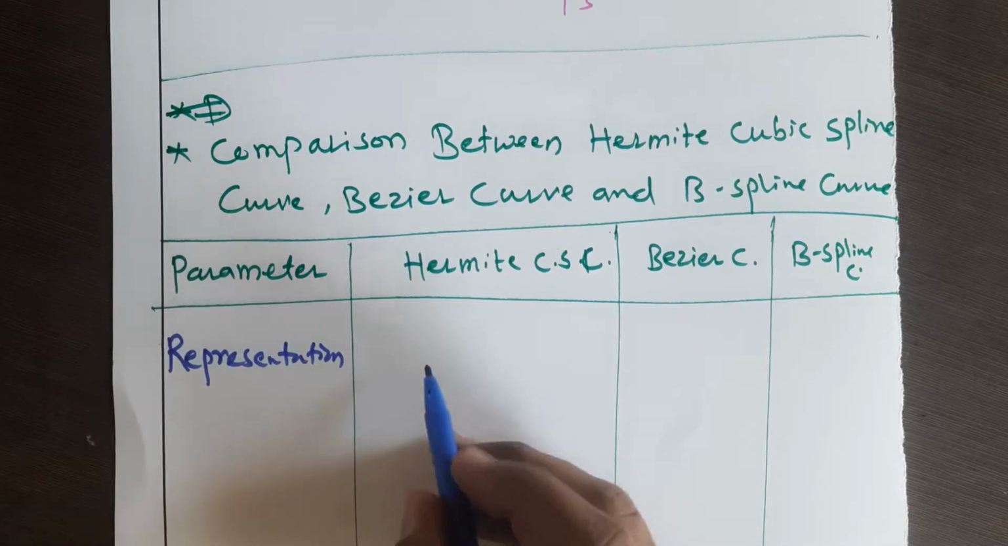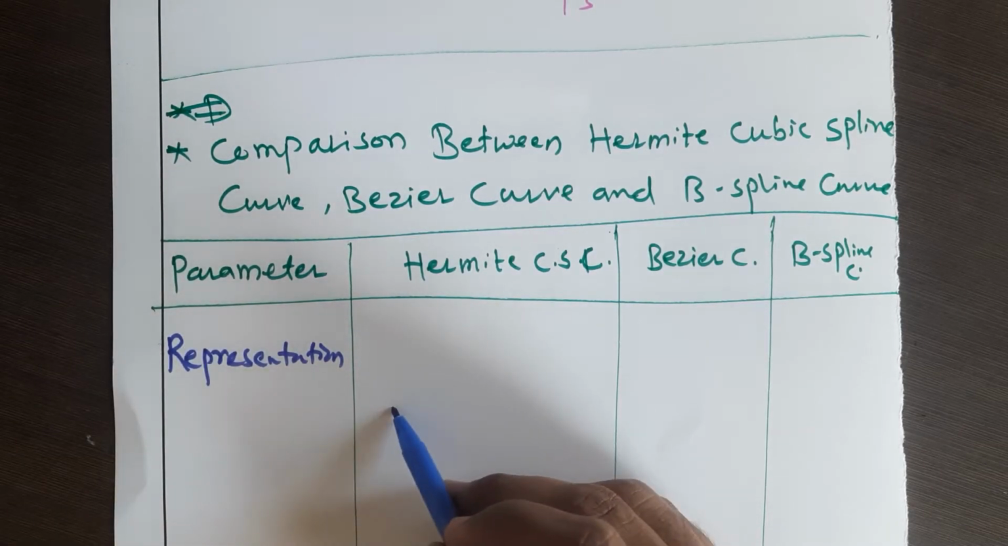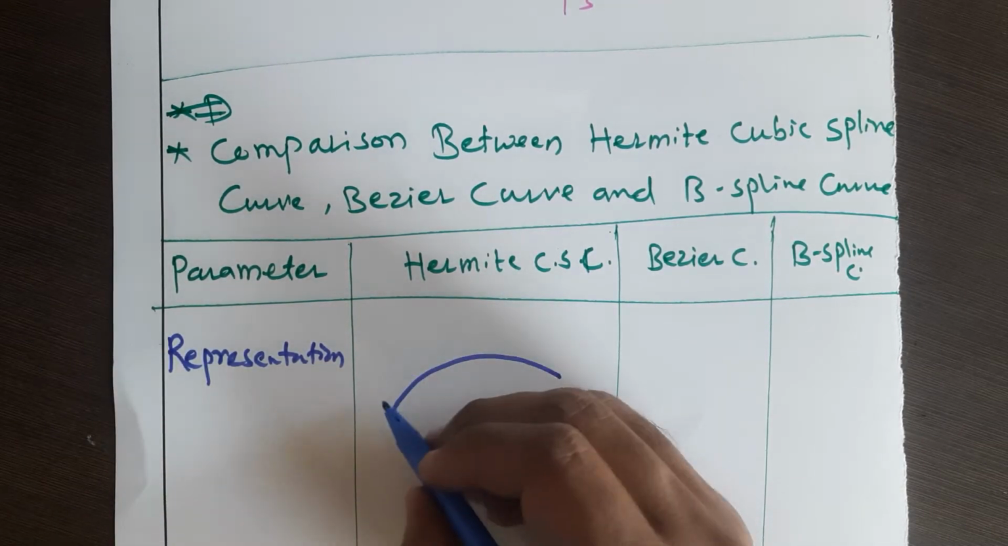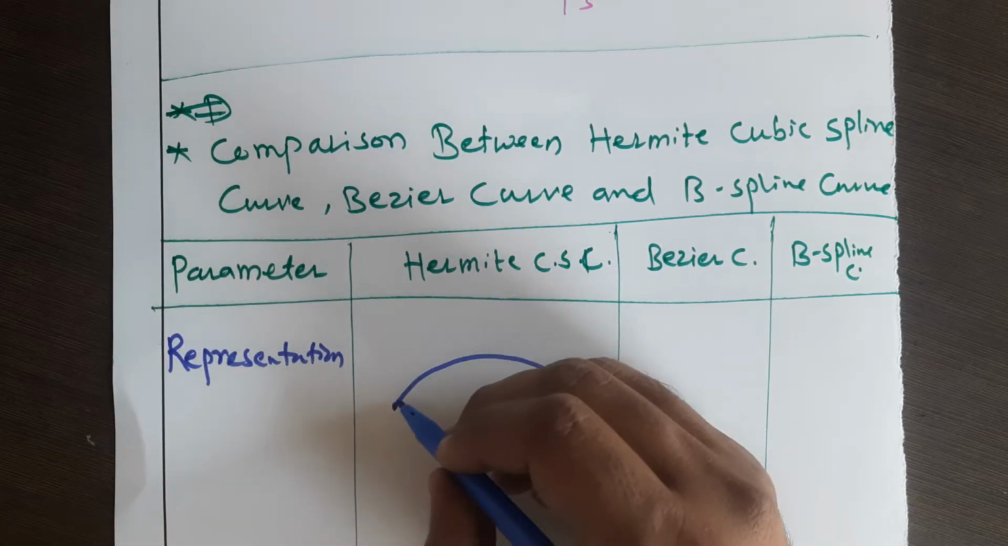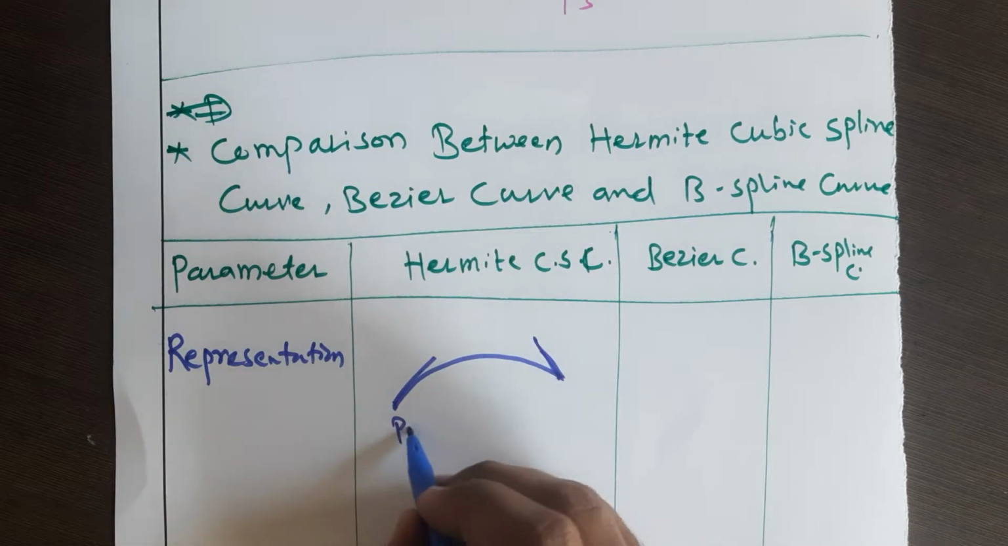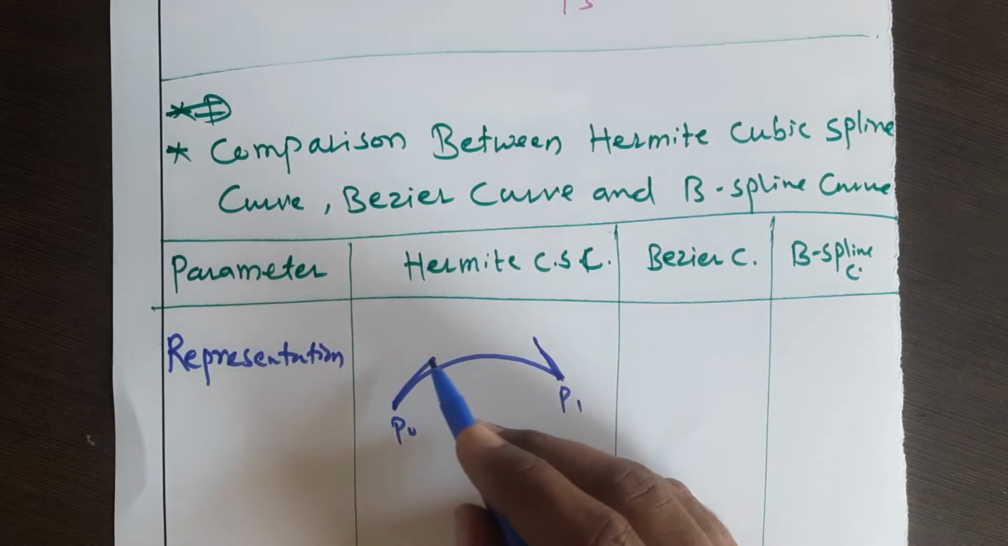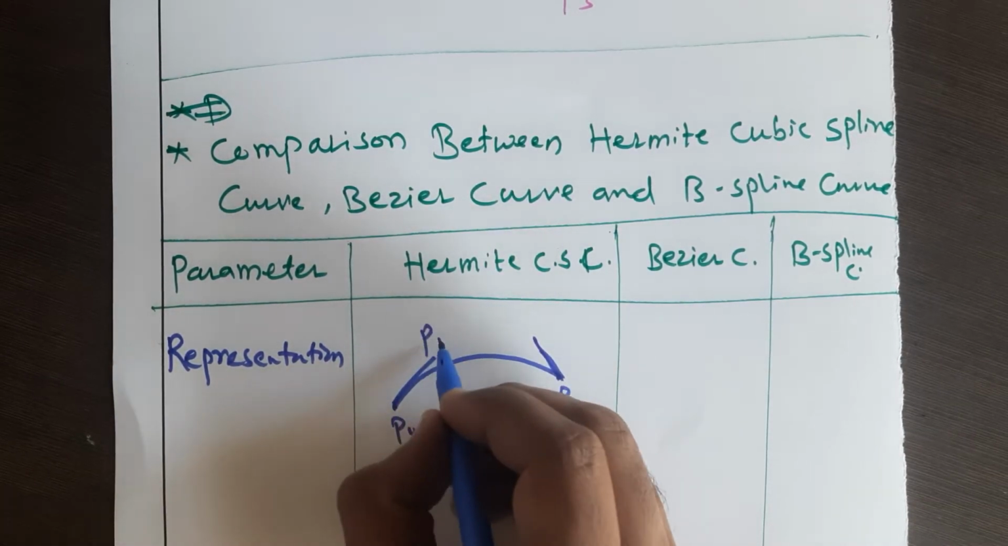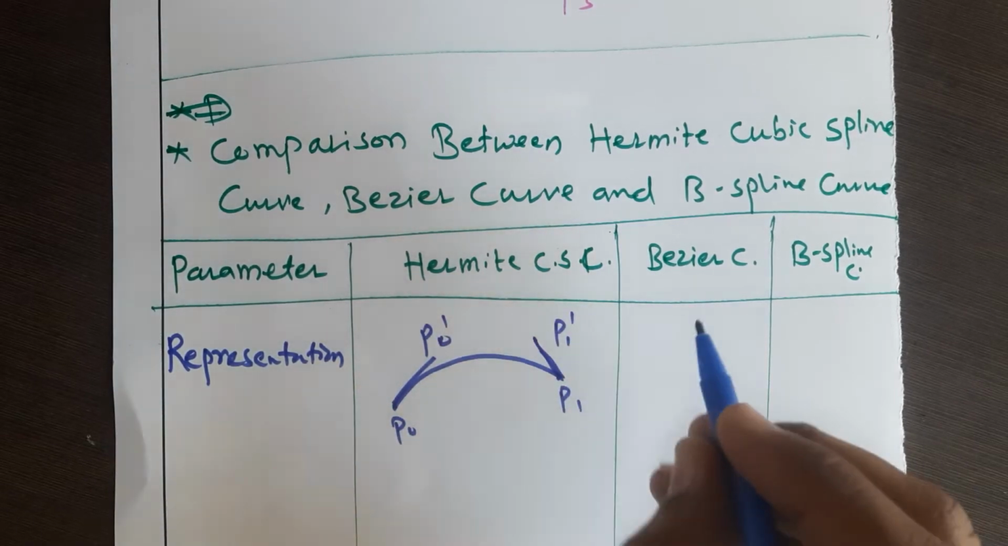So the representation of Hermite cubic spline will be like this. It will have an initial point, a final point and two tangent vectors. So this is P0, P1 and the tangent vectors P0 dash and P1 dash.